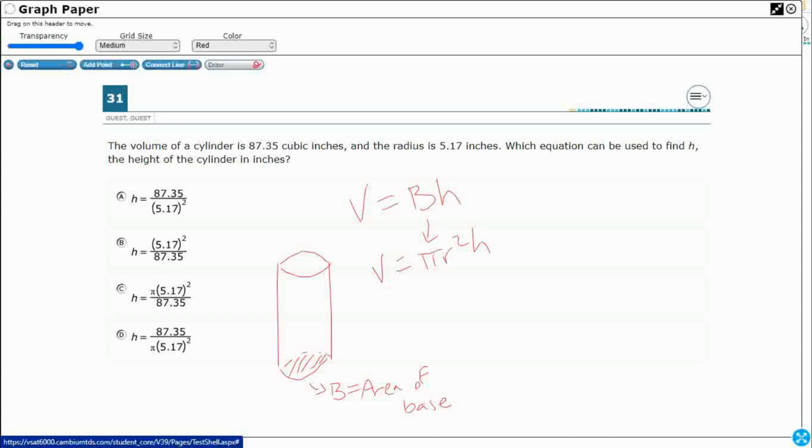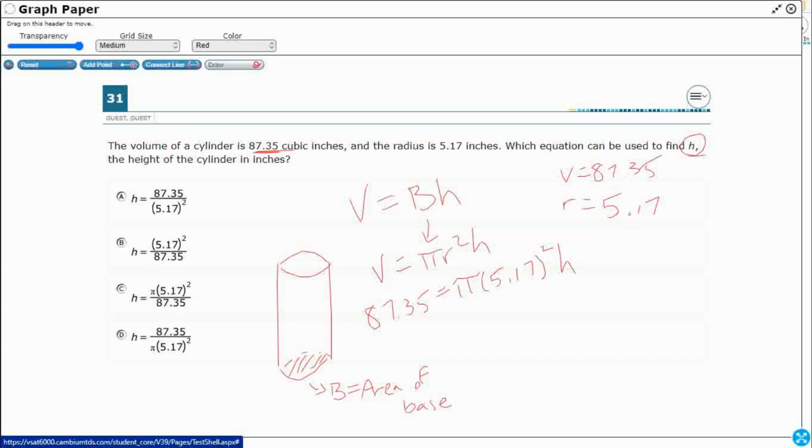So what information do they give me? The volume is 87.35, so V equals 87.35. I'm going to put that right here. 87.35 equals pi is pi. Radius is 5.17. So this is going to be 5.17 squared. And then they don't give us the height. We're looking for the height.